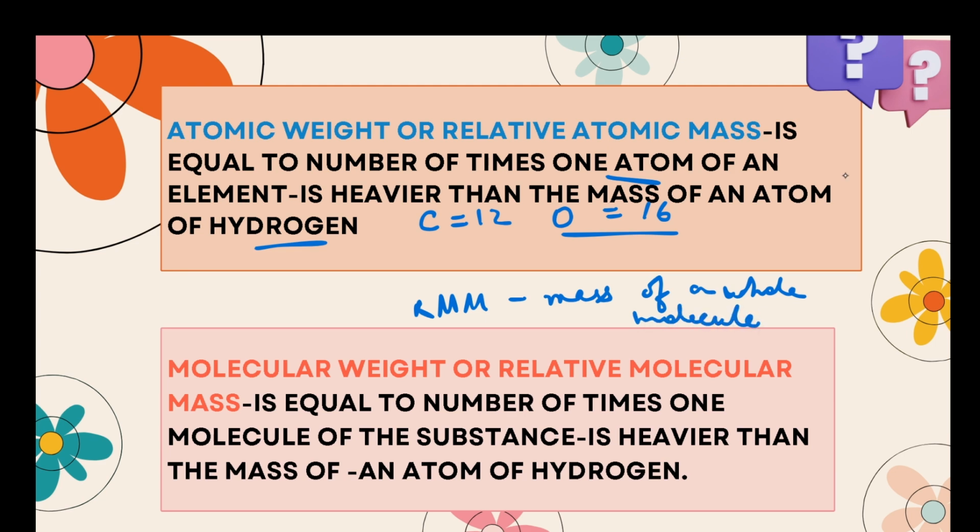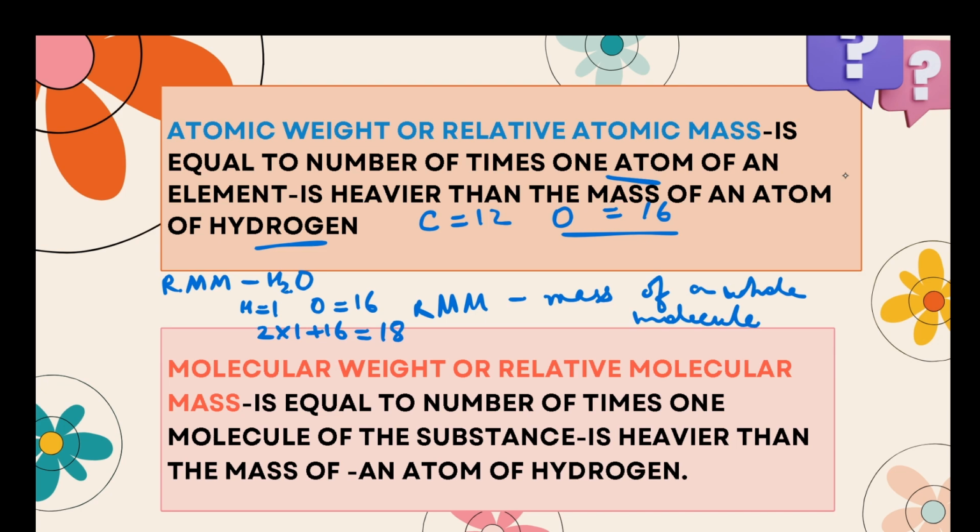Okay, so here if we take the example of calculating the relative molecular mass of water. What will be the relative molecular mass of water? Hydrogen, we know its atomic mass is 1. Oxygen atomic mass is 16. So let's substitute the values over here. 2 into 1 plus 16. What will be the relative molecular mass of water? It will be 18. 18 will be the relative molecular mass of water.